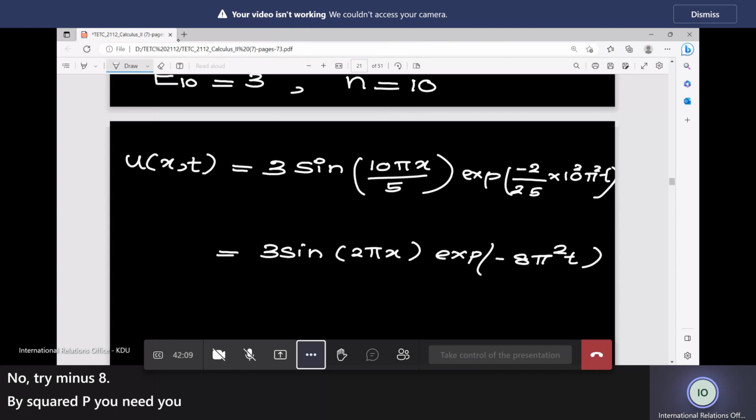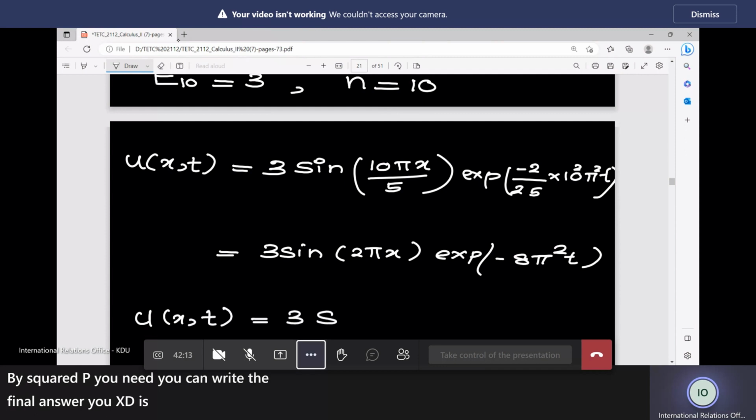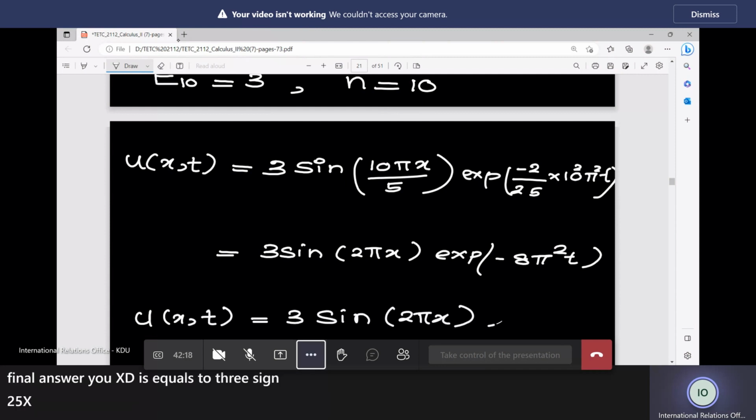If you need, you can write the final answer. u(x,t) is equal to 3 sin 2 pi x e to the power minus 8 pi squared t. So this is the answer.